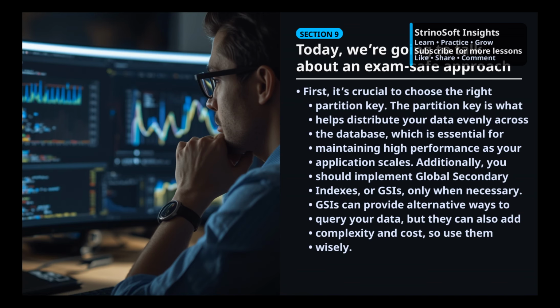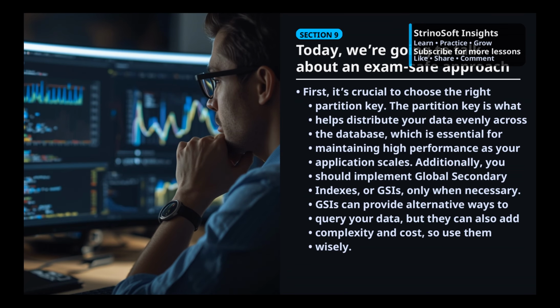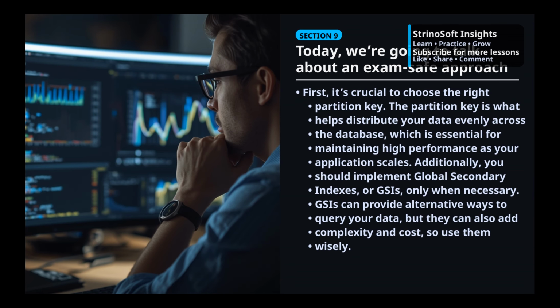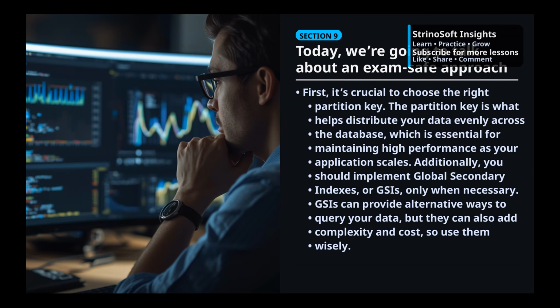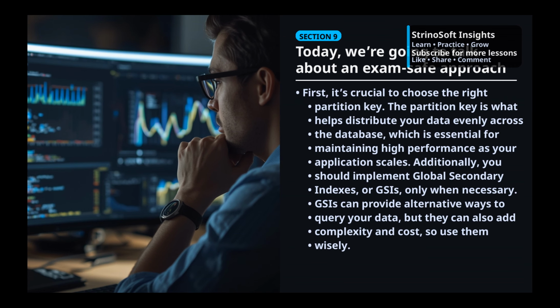First, it's crucial to choose the right partition key. The partition key is what helps distribute your data evenly across the database, which is essential for maintaining high performance as your application scales. Additionally, you should implement global secondary indexes, or GSIs, only when necessary. GSIs can provide alternative ways to query your data, but they can also add complexity and cost, so use them wisely.